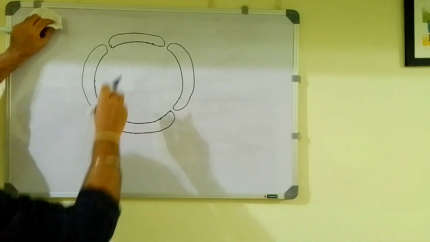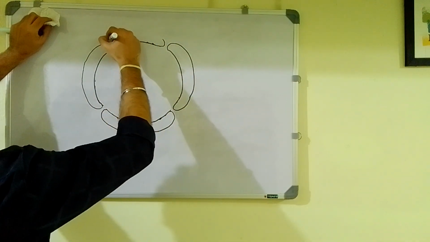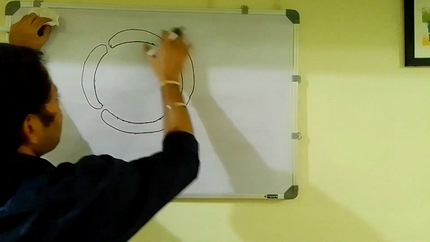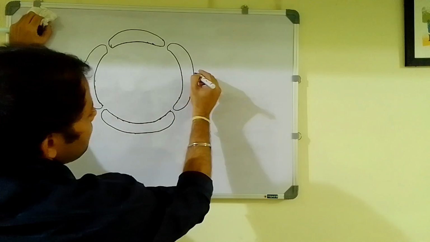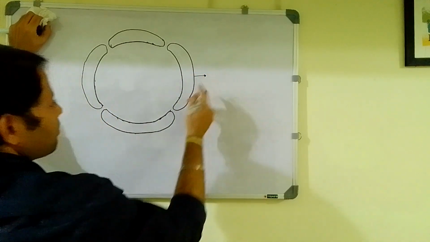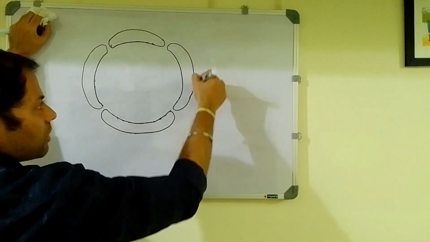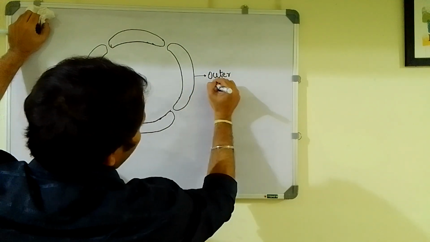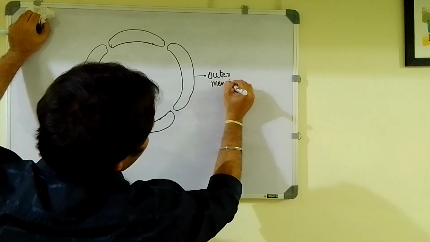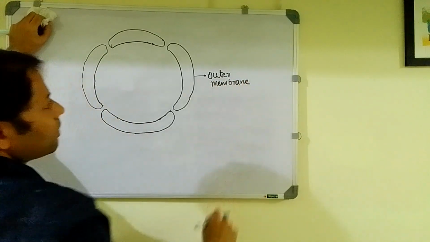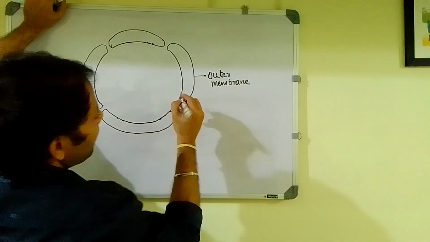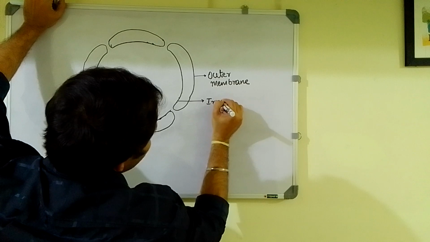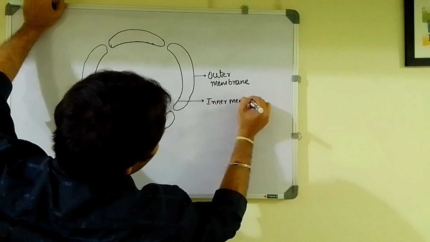Now what I have drawn here is the structure of the nucleus. This part is the nuclear envelope. It has two membranes. This is the outer membrane of the nucleus. And this part is called the inner membrane of the nucleus.